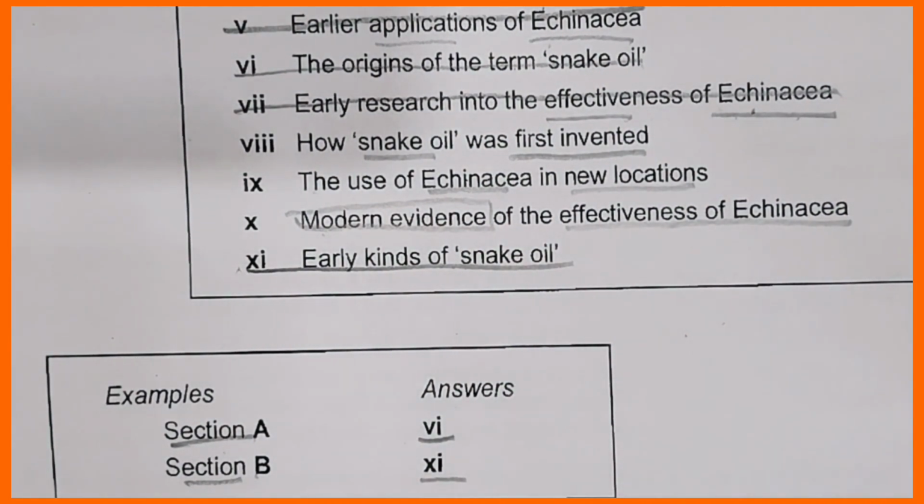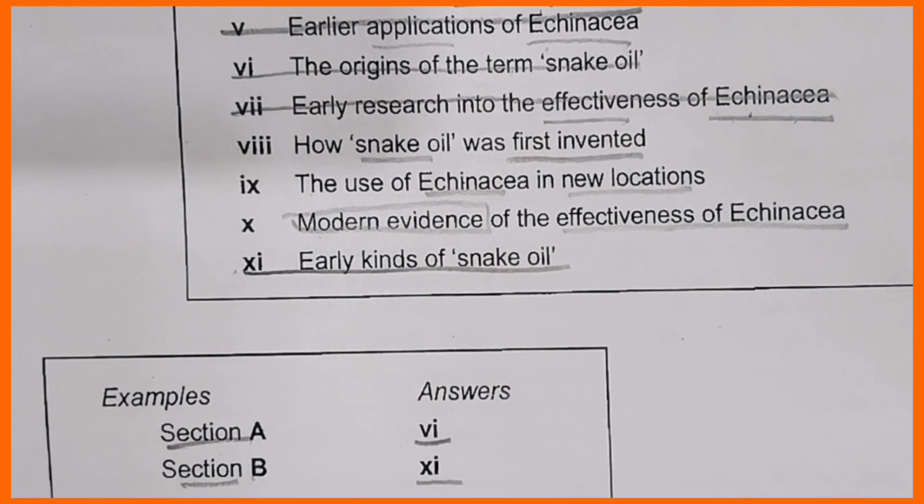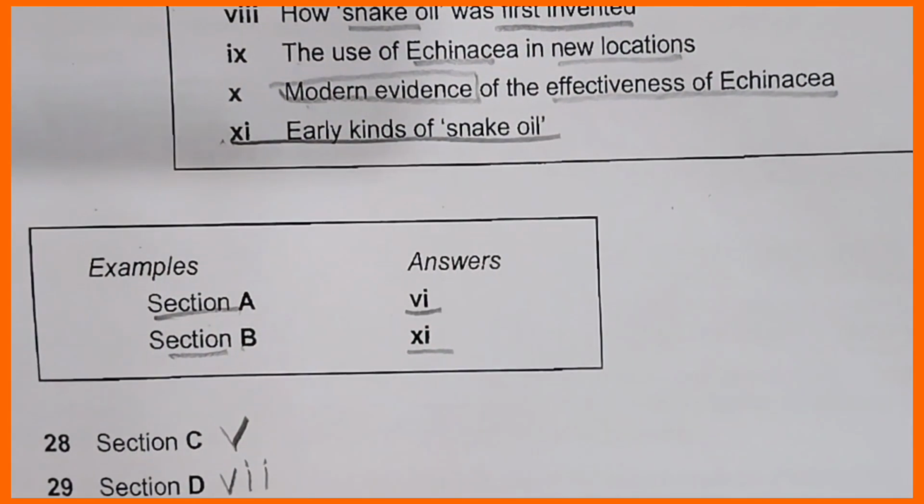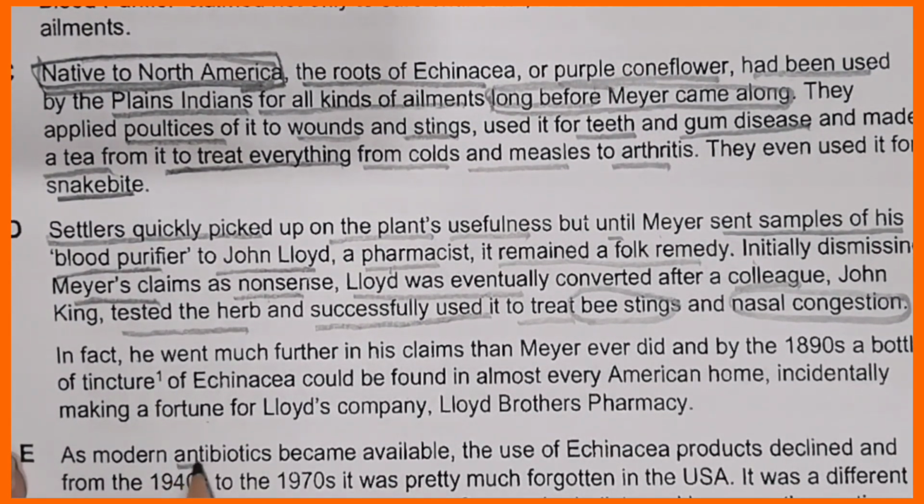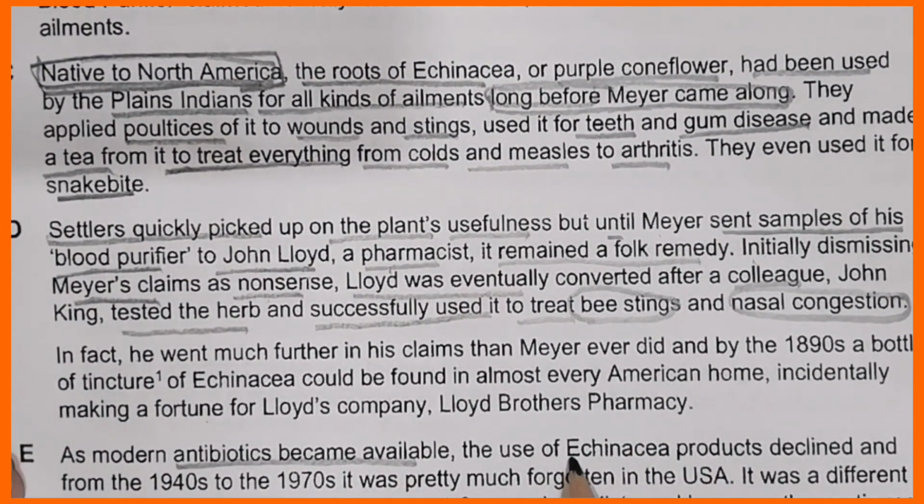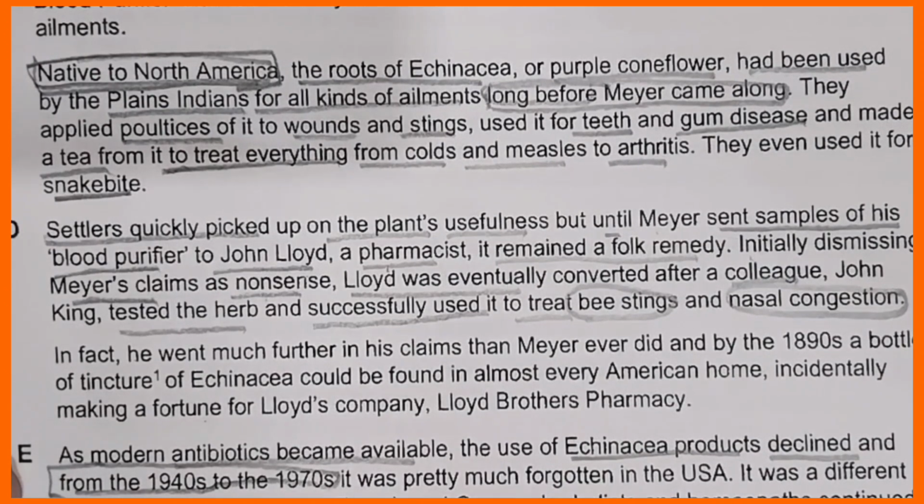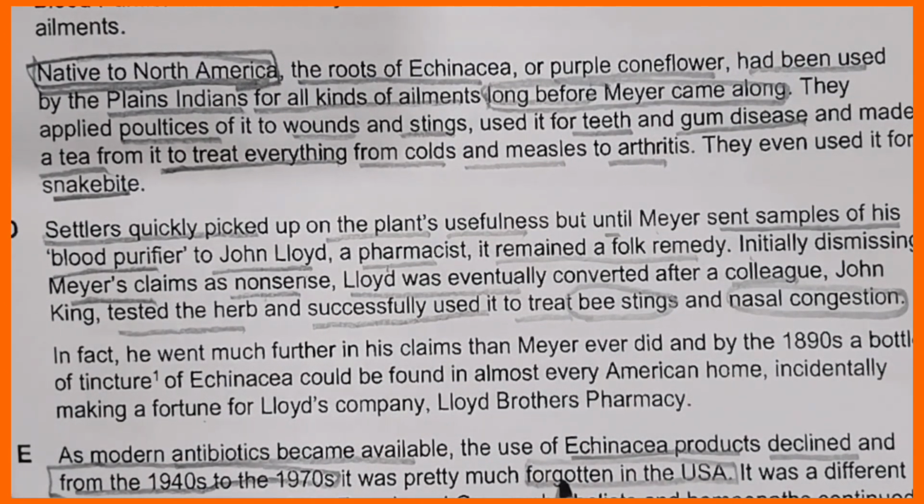Always go for the first 3 lines of the list of headings and then just get your idea, because the rest is all confusing. Then we will go for E. A modern antibiotic became available, the use of echinacea products declined, and from the 1940s to the 1970s it was pretty much forgotten in the USA. In the USA they were not using it.